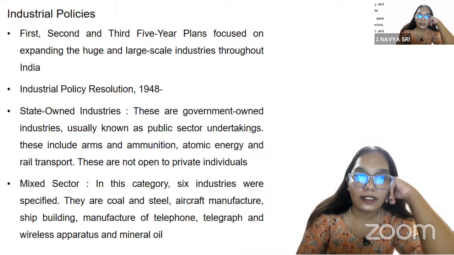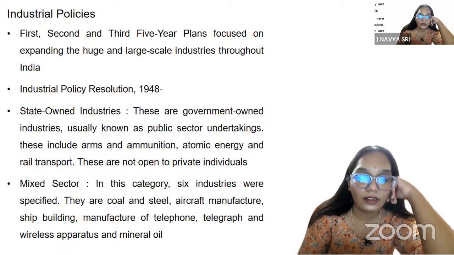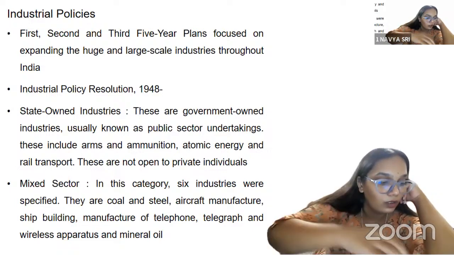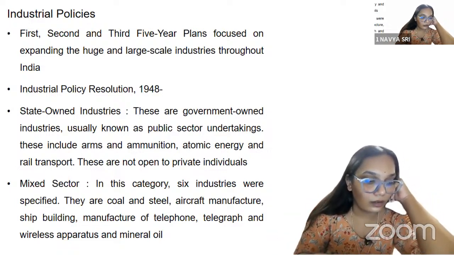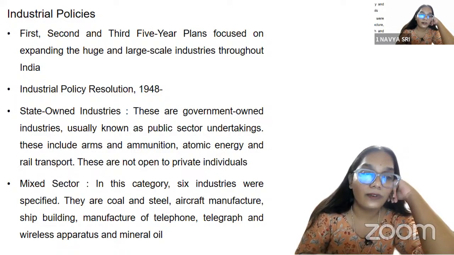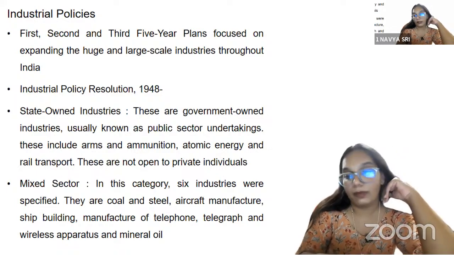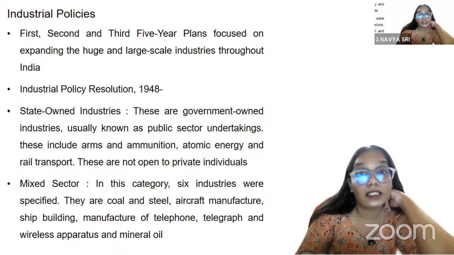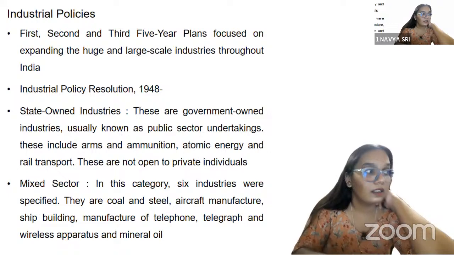So now the next one is industrial policies. We have read about agricultural policies. So the industrial policy is looked through the first, second, and third 5-year plans. All these three plans' main agenda was to expand huge and large-scale industries throughout India. So I'll just talk about the industrial policy of 1948.